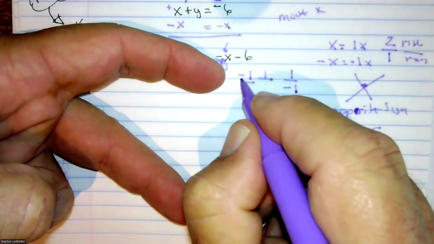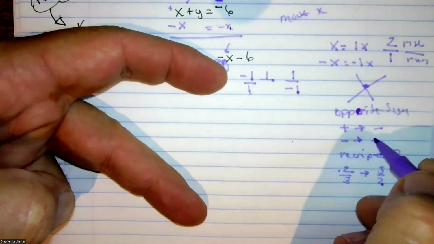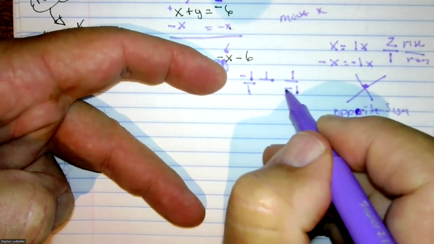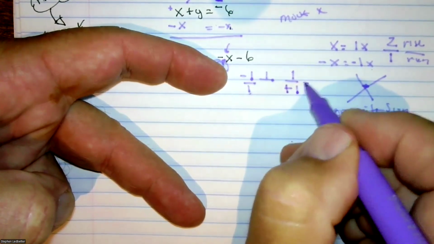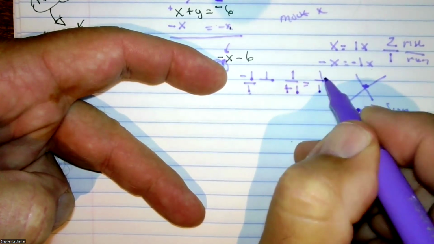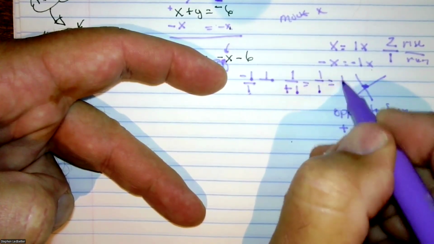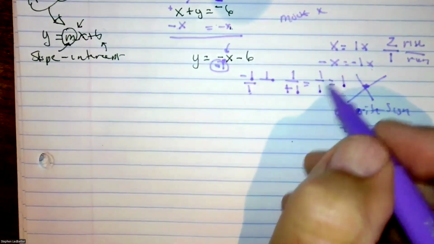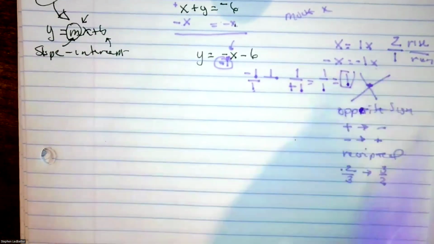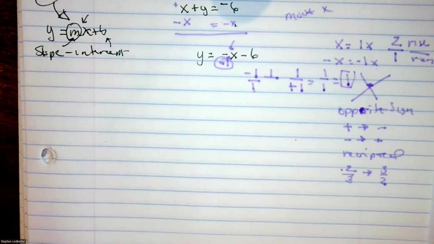Now, technically, remember, I said you have opposite signs. So if this is a negative, we're going to change this to a positive. So my slope is really 1/1. But what is 1/1? It's +1. So this answer is +1. Hopefully we'll get another one that's a little better.